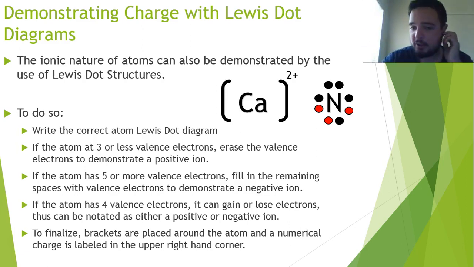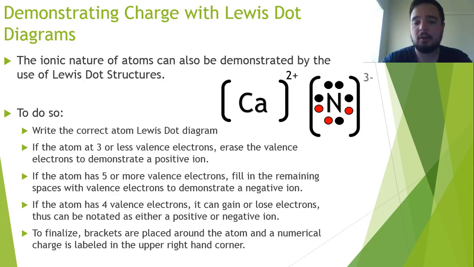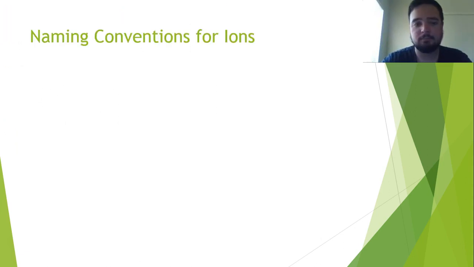For the nitrogen, since it gained 3 electrons, it's gaining 3 additional negative charges. So for every electron that you gain, you add a negative 1 to the charge. So therefore it has negative 3.